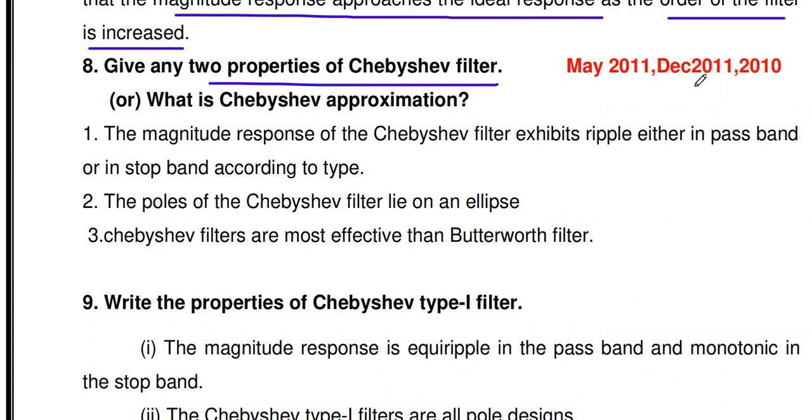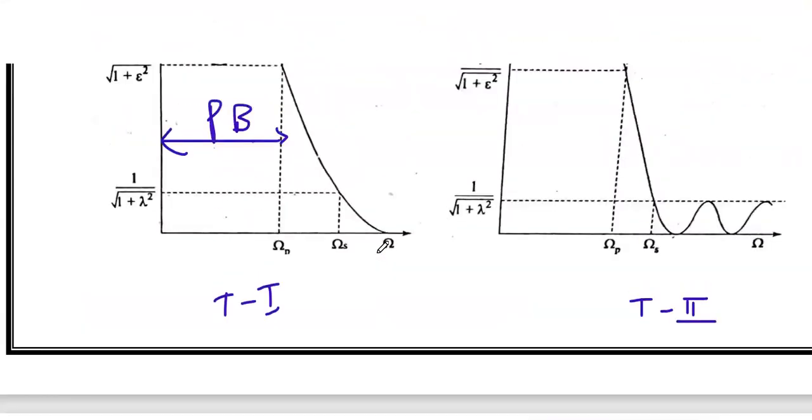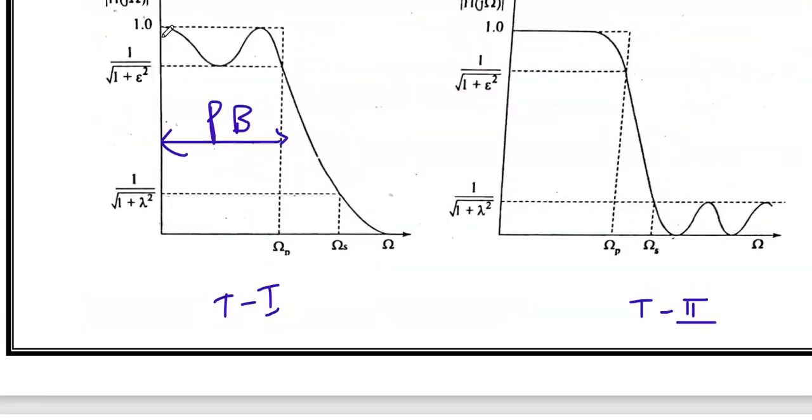Okay, so this question you see May 2011, December 2011, 2010. Properties of Chebyshev. So we discussed the properties of Butterworth also, similar to Chebyshev. So you see the magnitude response of Chebyshev filter exhibits a ripple either in pass band or in stop band according to the type. Just now we discussed, in type 1, in pass band, we are getting equiripple characteristics. In type 2, in stop band, we are getting this oscillation, it is called the equiripple characteristics.